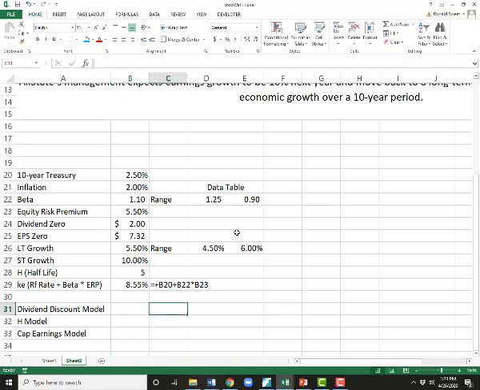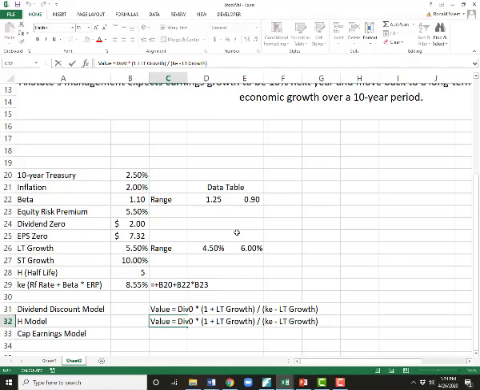Remember, the dividend discount model says the value of a stock equals dividend 0 times 1 plus the long-term growth, and all of that divided by KE minus long-term growth. The H model is that exact same thing again, but we add a high growth period. So do plus dividend 0 times H times short-term growth minus long-term growth. So very, very simple. Just add that little extra section.